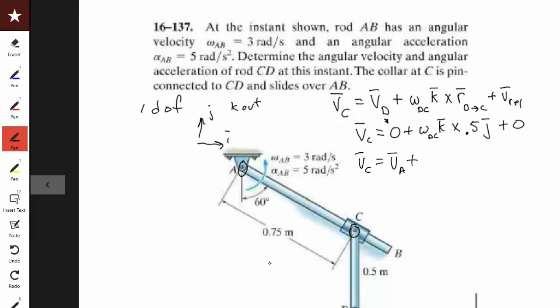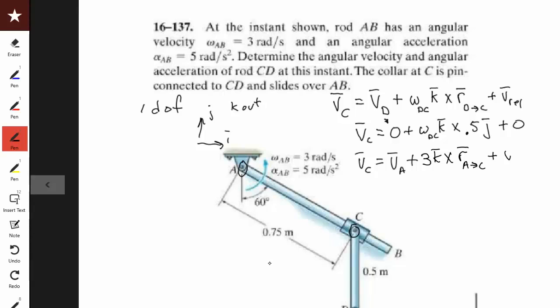plus omega. What omega? It's going to be the omega of the body they share. Well, the body they're sharing is AB. So the omega of AB is given to me to be 3 counterclockwise. So that's going to be 3K cross. This is going to be R from A to C. Right? Let's see, what am I missing?